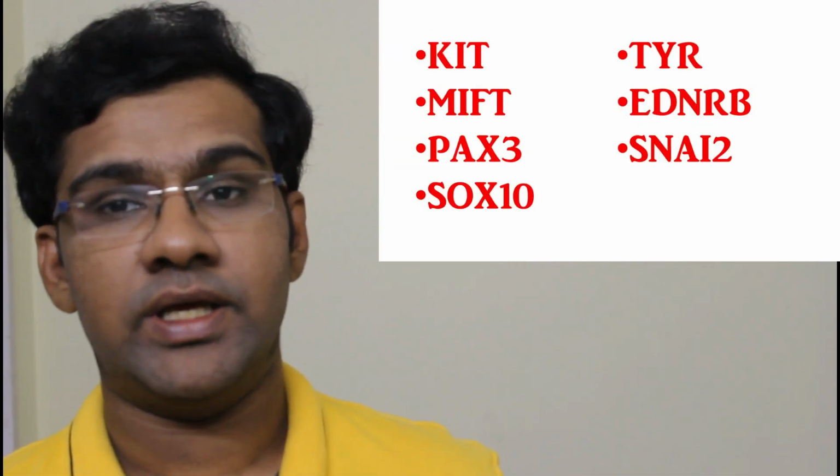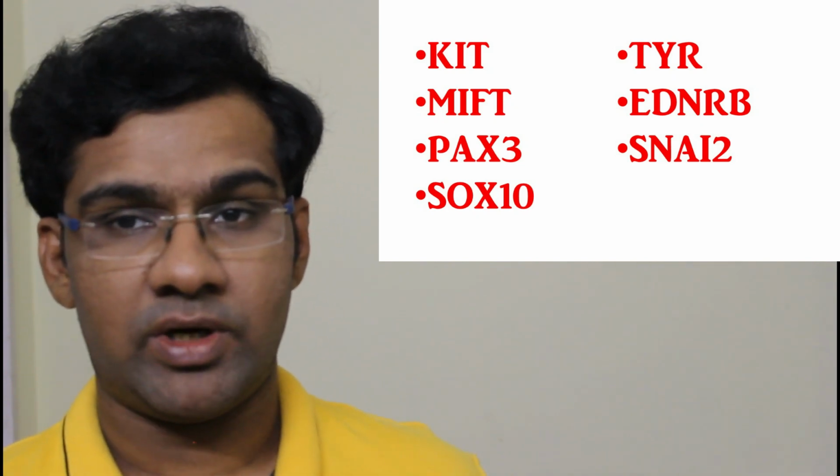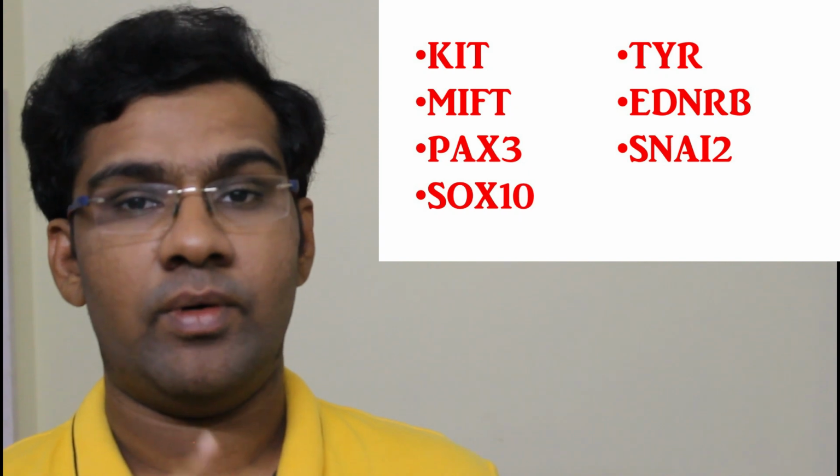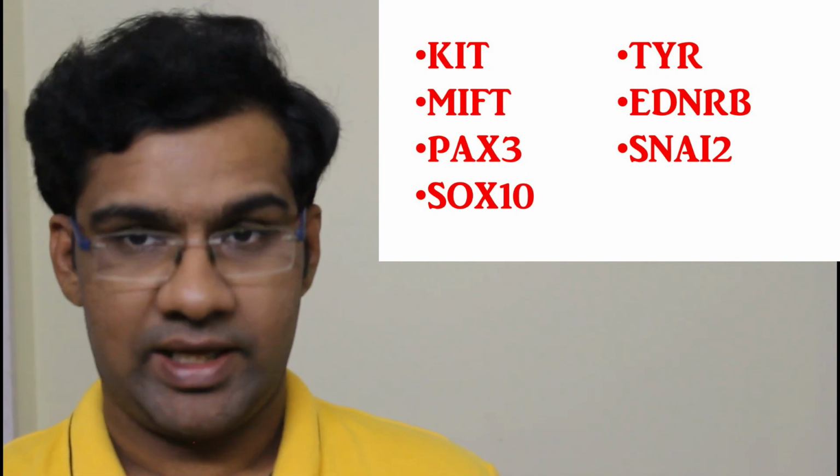Now let's discuss genetic aspects of melanogenesis. Genetics play a major role in the biology of melanocytes. They act at different levels like proliferation, migration and differentiation of melanocytes. As I showed you here, there are multiple genes which play a major role. Among them, the most important ones are MITF, PAX, SOX, KIT gene, EDNRB, and tyrosinase gene.